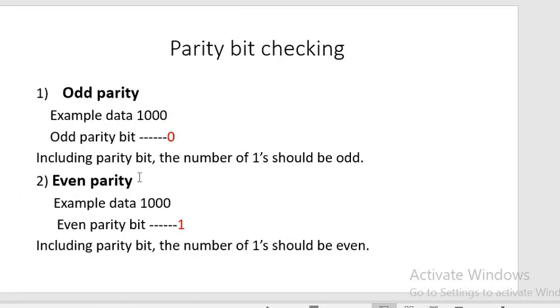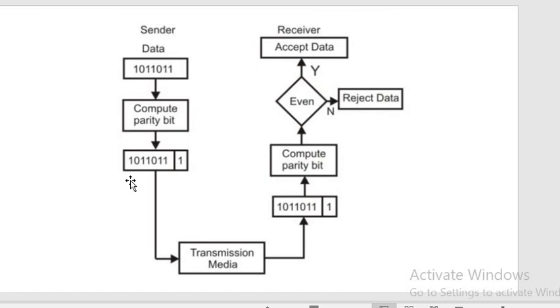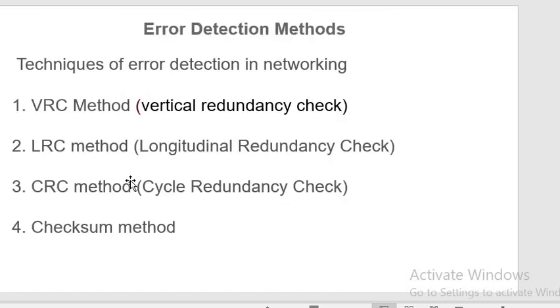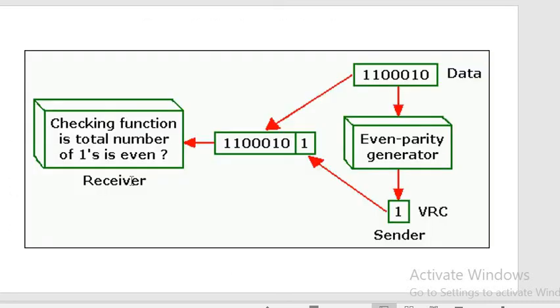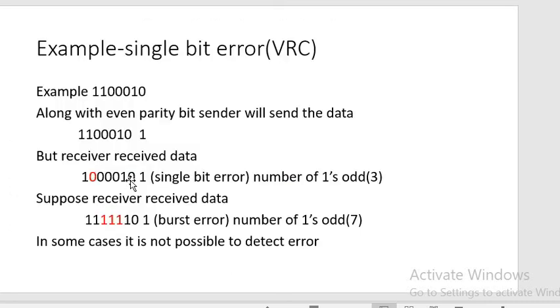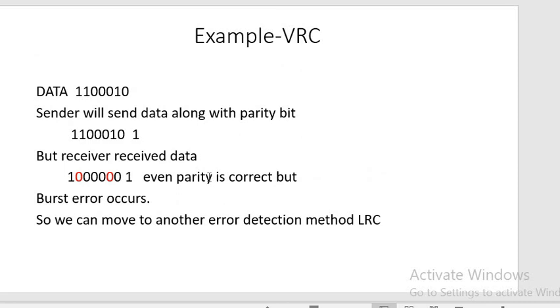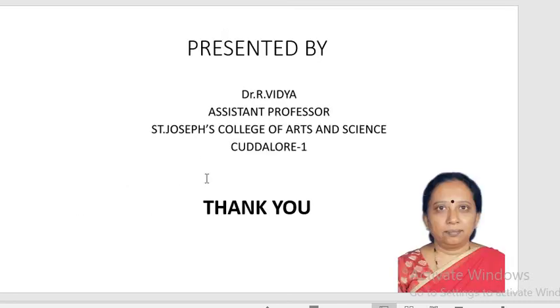What is odd parity? What is even parity? We are going to send the even parity bit along with our data. This is the process. There are 4 methods in our error detection methods: VRC, LRC, CRC, checksum. With VRC, we can understand the example. This example shows the single bit error and the burst error in VRC. And this case is an exceptional case. That's why we are moving to the LRC, longitudinal redundancy check. Hope you can follow this.